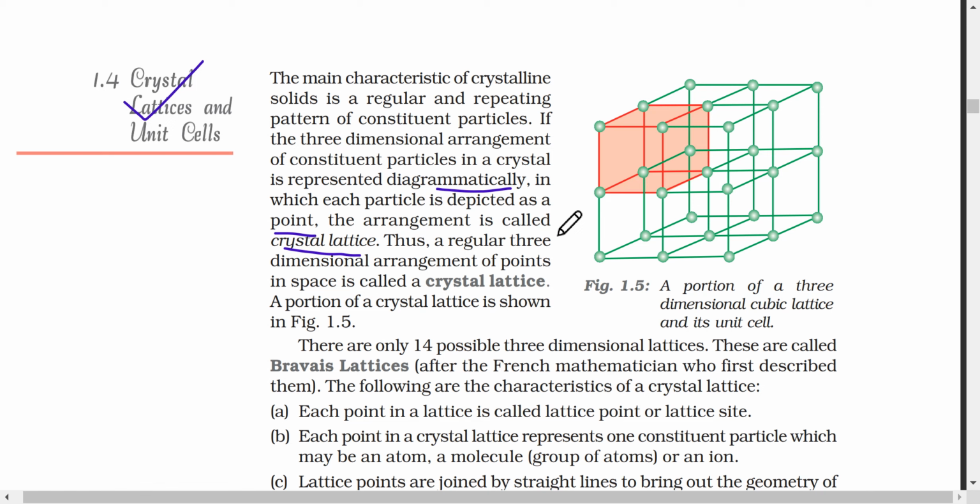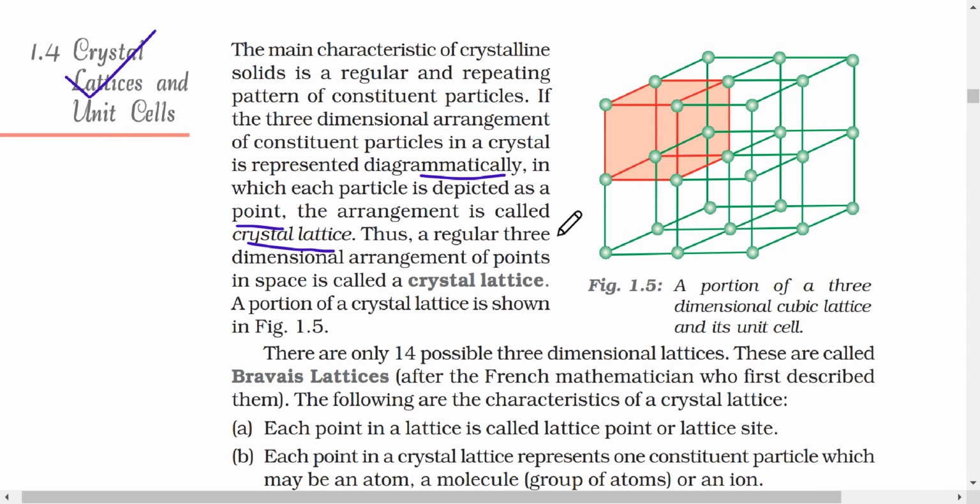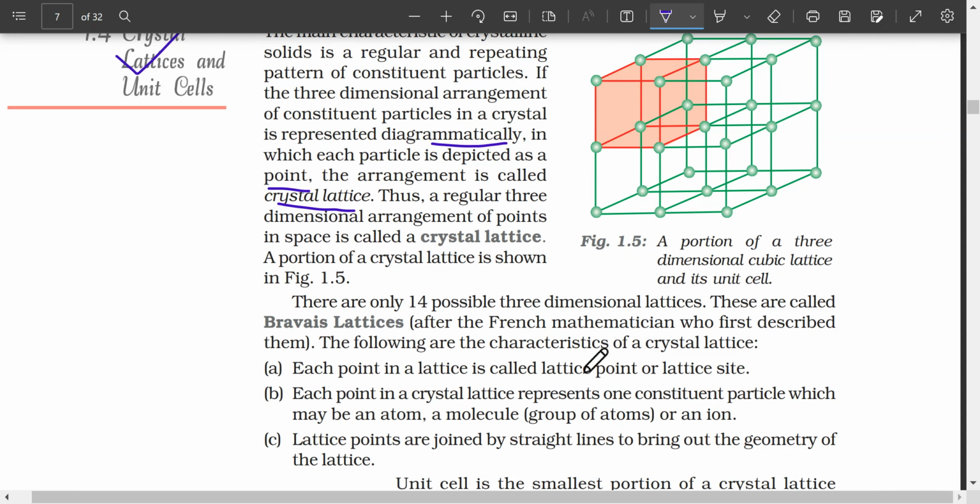हमने since in depth discuss किया है crystalline solids क्या होते हैं, amorphous क्या होते हैं, तो अगर हम crystalline solid के structure को 3D में diagrammatically represent करने की कोशिश करें, तो हर एक particle को एक एक point से represent करेंगे, that is our crystal lattice. So regular three-dimensional arrangement of points in space is called a crystal lattice.